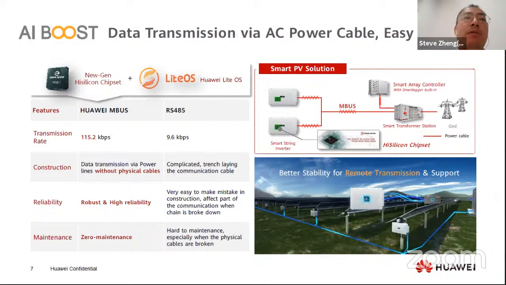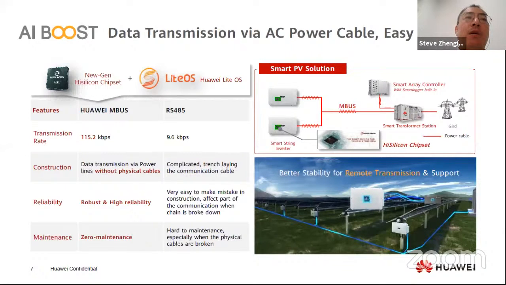Secondly, the transmission speed reaches 115.2 kbps. So it is 15 times that of RS485 cables. It doesn't need additional RS485 cable. Like before, when doing the communications, we wired all the inverters and all the DC combiner boxes with RS485 cables. But now we need no cables. It just uses the AC power cable to do the communications.